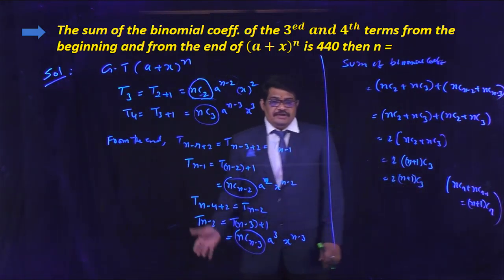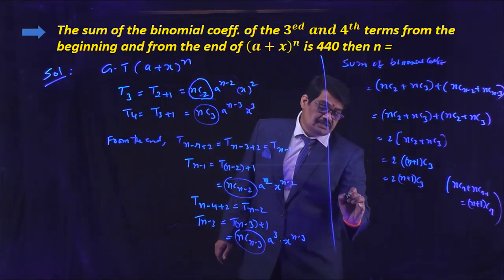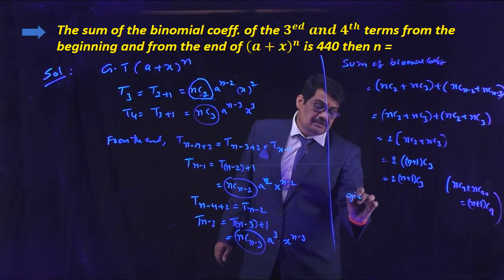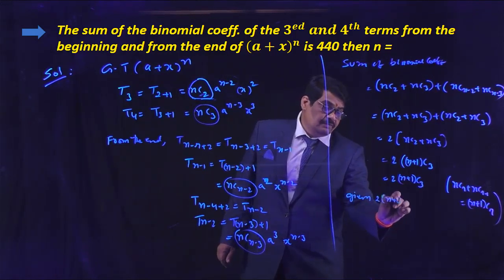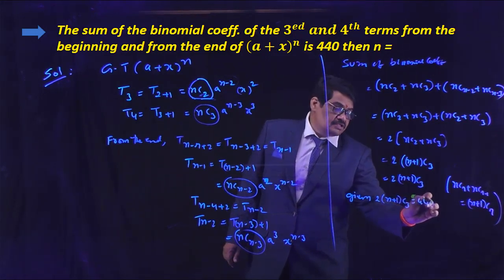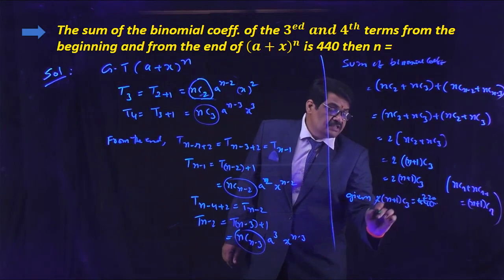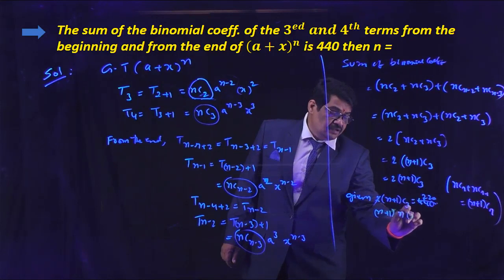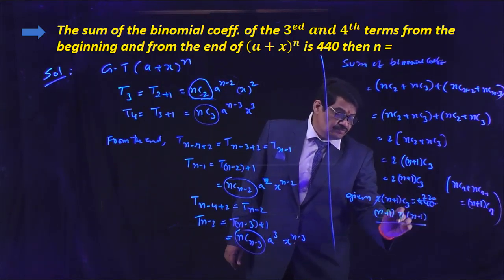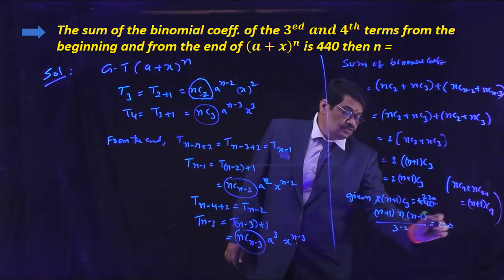Okay, that value is given as 440. Given that the sum, this value 2 into (n+1)C3 is equal to 440. So that is 220, the 2 in n is cancelled. Then (n+1)C3 is (n+1) n (n-1) by 3 factorial, 3 into 2, that is equal to 220.